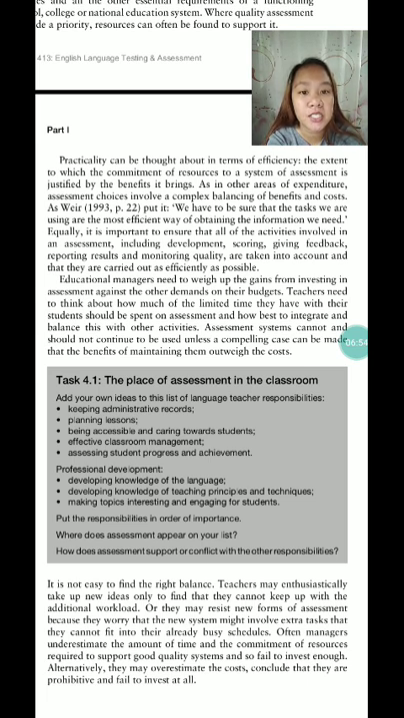Educational managers need to weigh up the gains from investing in assessment against the other demands on their budgets. Teachers need to think about how much of the limited time they have with their students should be spent on assessment, and how best to integrate and balance it with other activities. Assessment systems cannot and should not continue to be used unless a compelling case can be made that the benefits of maintaining them outweigh the costs.